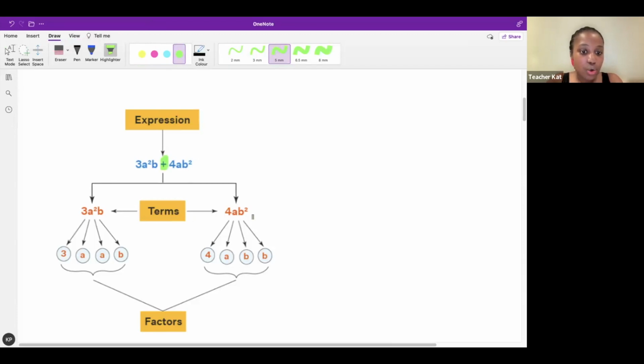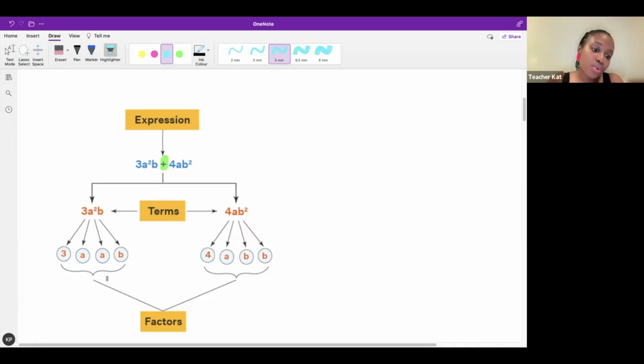Okay, so these two terms are called terms, and as I just said, they're separated by my plus sign. And let us look at the factors. So factors are the numbers that make up your term, or the numbers that you can divide your term by without leaving any remainder. So that's as far as it applies to numbers.